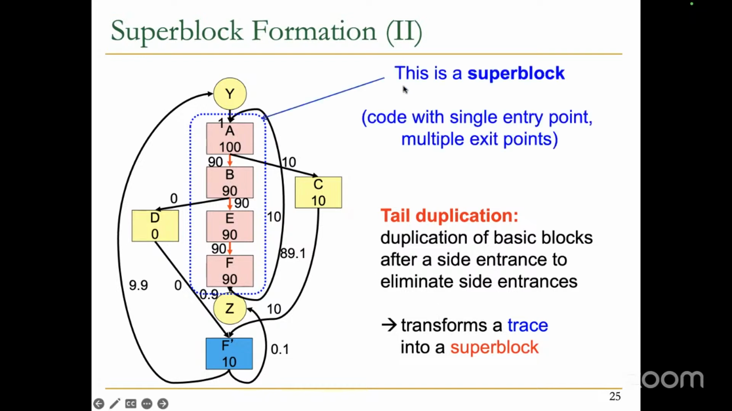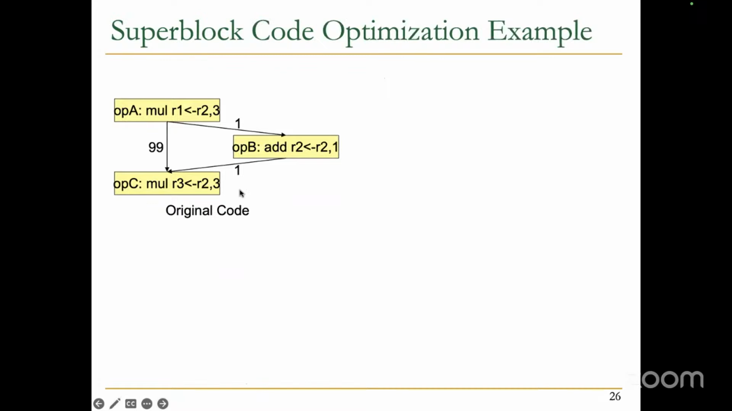Now this is a superblock, meaning, I don't know, you can take issue with the name, but that's what the people named, and that's what everybody uses today. Essentially, you have a code with a single entry point and multiple exit points, but you cannot enter anywhere other than the top. Now, this enables a lot of code optimizations internally, as that paper showed. Let me give you one example.